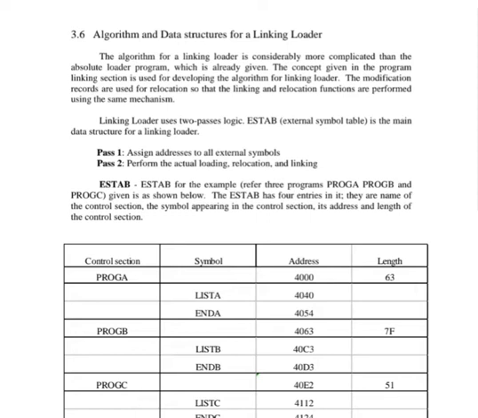Each step uses the main data structure for the linking loader. Pass 1 assigns addresses to all the external symbols, and pass 2 performs the actual loading, relocation and linking.